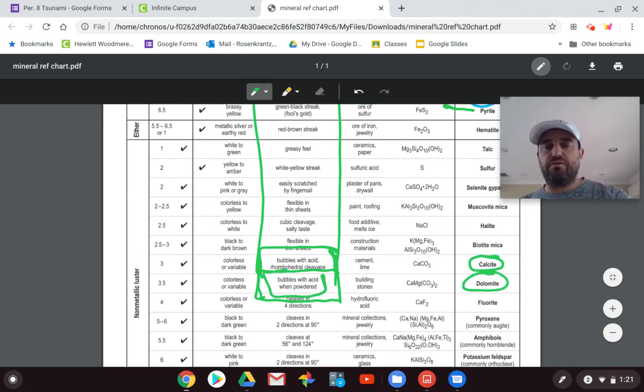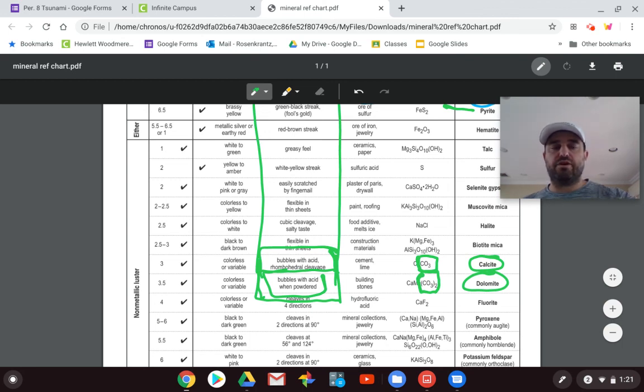And the reason why both of these can react with acid is they have what's called a carbonate group, a CO3. And when acid hits the surface, it releases carbon dioxide, and that's why it bubbles. Okay, so these are both called carbonate minerals, and they're the only kinds that will bubble with acid.